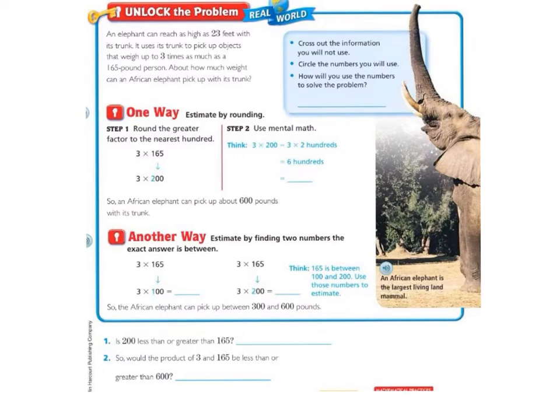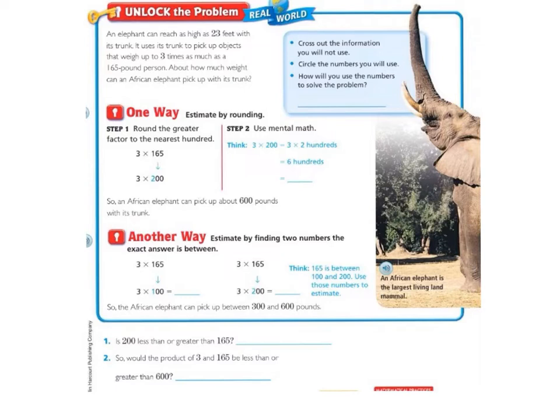Let's read our problem for today. It says, an elephant can reach as high as 23 feet with its trunk. It uses its trunk to pick up objects that weigh up to 3 times as much as a 165-pound person. About how much weight can an African elephant pick up with its trunk?